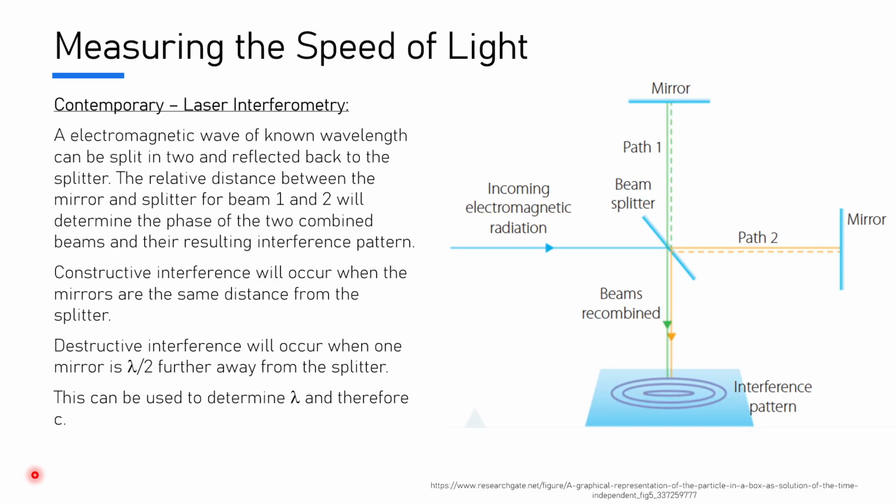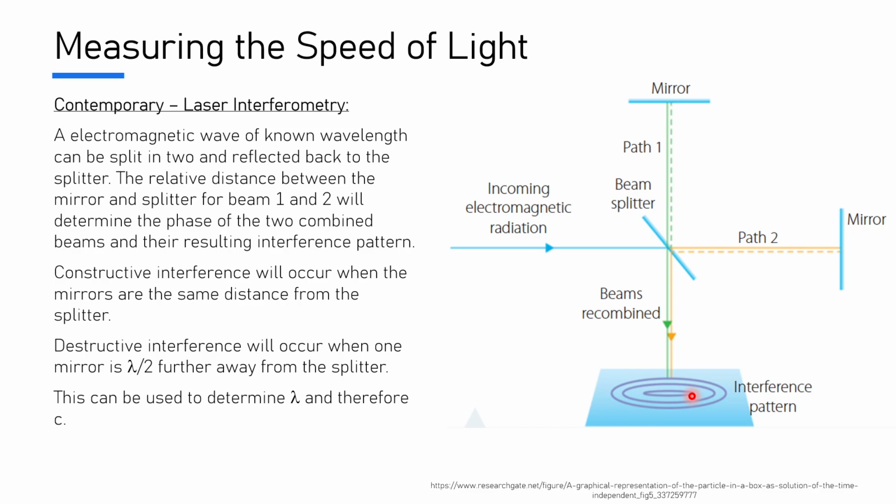Another modern method that we can use is laser interferometry. Again, we have essentially a half silvered mirror, or as it's called in this diagram, a beam splitter. Essentially what we do is we shoot some electromagnetic radiation into the beam splitter. That directs the light in two directions, path 1 and path 2. These waves bounce back to the beam splitter and are recombined, and the interference pattern can be detected.